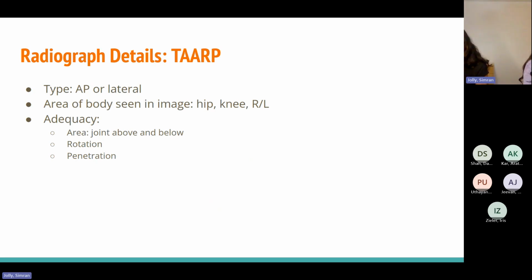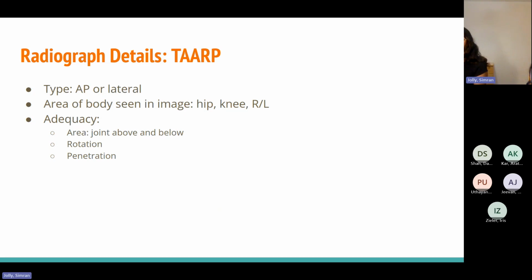So again, TARP is the mnemonic we use. The type for this one, instead of erect or supine, is AP or lateral, the main 2. You want to talk about the area of the body that you see, so mention whether it's right or left, which should usually be marked on the X-ray, and also which joint you're looking at.